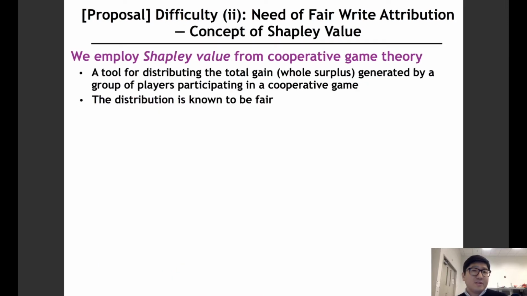To answer this question, we propose to employ Shapley value, a classical concept from cooperative game theory. Shapley value is a tool for distributing the total gain generated by a group of players participating in a cooperative game, and its distribution is known to be fair.